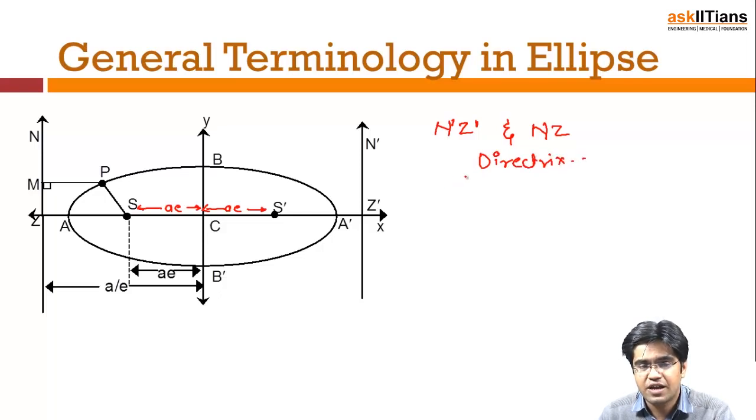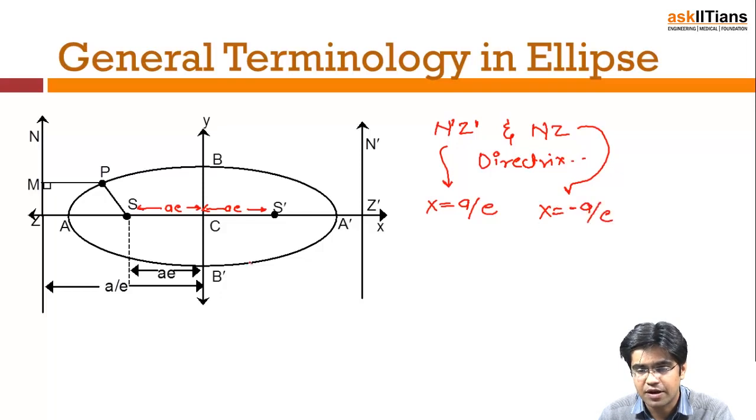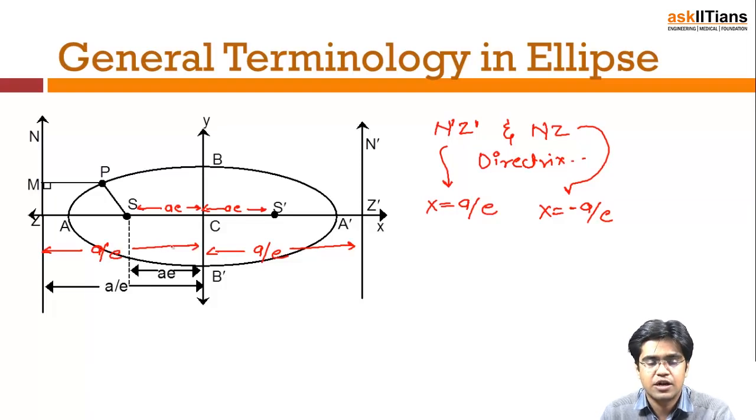Now, if they are actually straight lines, what is the equation of a straight line? The equation of N dash Z dash is x equals a by e. The equation of NZ is x equals minus a by e. That means both straight lines are at a by e distance from the origin. But their direction has differed, so they have been written like this.